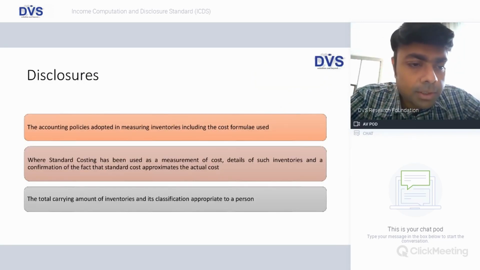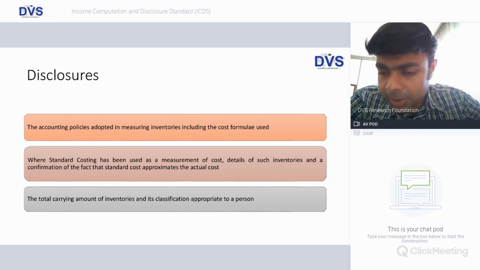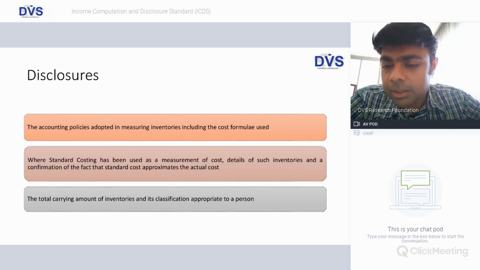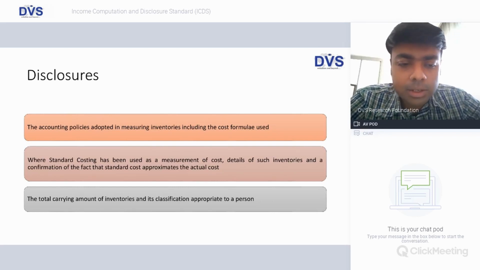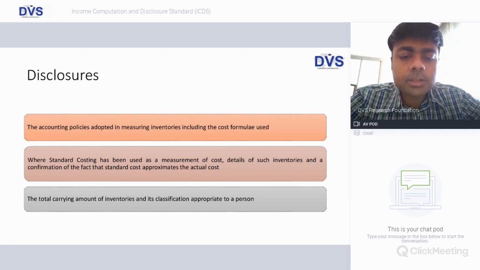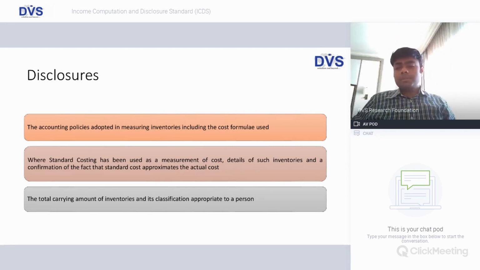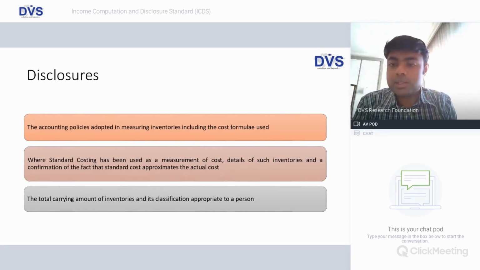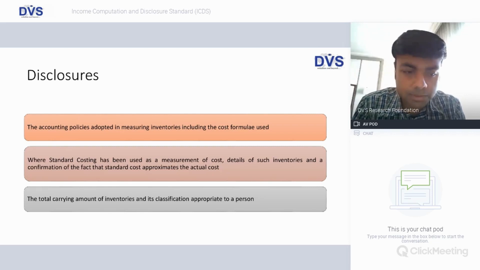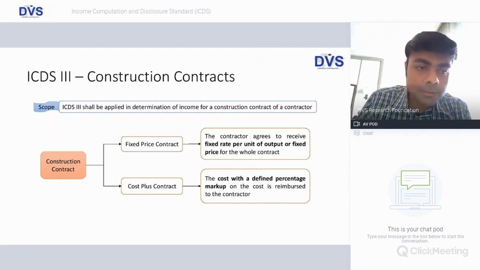So what are the disclosures? Accounting policies which have been used should be disclosed, where a standard costing methodology has been adopted for measuring costs, how that has been done, and the fact that it more or less approximates your actual cost. Total carrying cost of inventories and its classification appropriate to a person. We would be seeing, when we get to the tax audit report, there's a detailed list which is required to be given as far as inventory valuation details are concerned. So that's what we are expected to do.